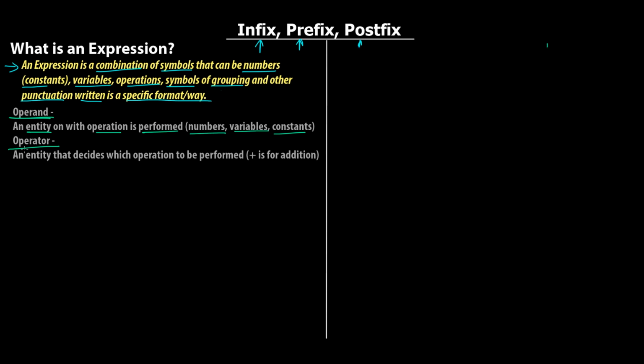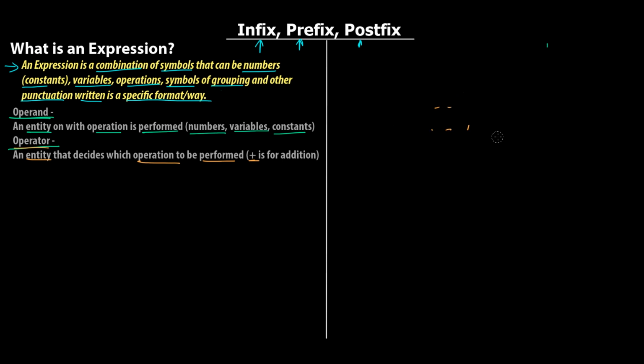So this was operand, and then the operator is basically the entity that decides which operation to be performed. For example, plus is for addition, we have star for multiplication, we have slash for division, we have minus for subtraction, and so on and so forth.